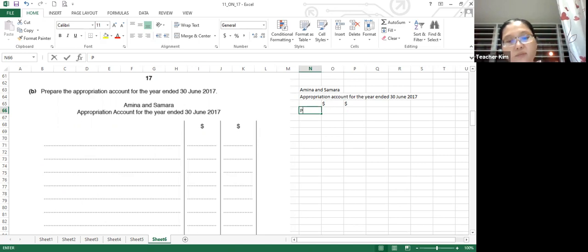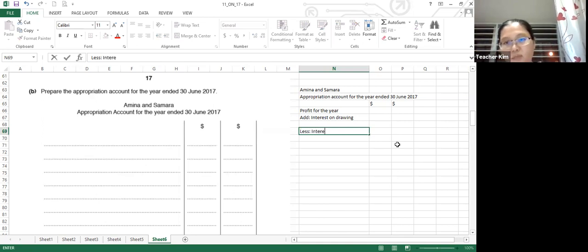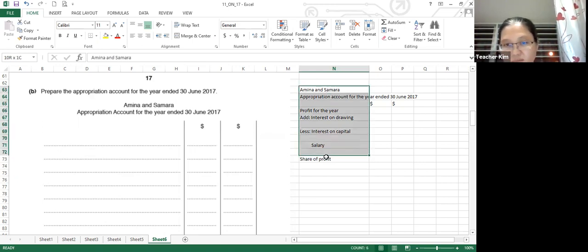Okay, first start from the profit for the year. There is a fixed format, like a formula. Start from the profit for the year, and then if you have any interest on drawing, you put it in. If you have any interest on capital, you put it in. Next, your salary, also the same. Put it in. Then the last will be your share of profit. So we use this general guide to find what information we have here.